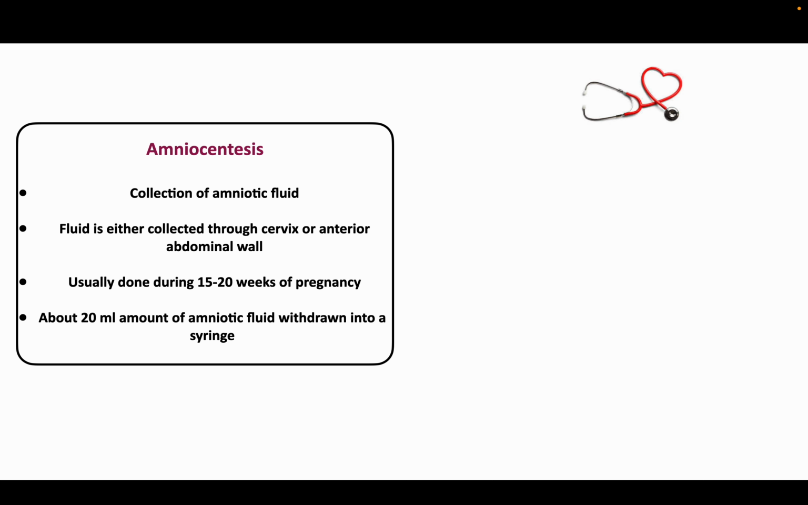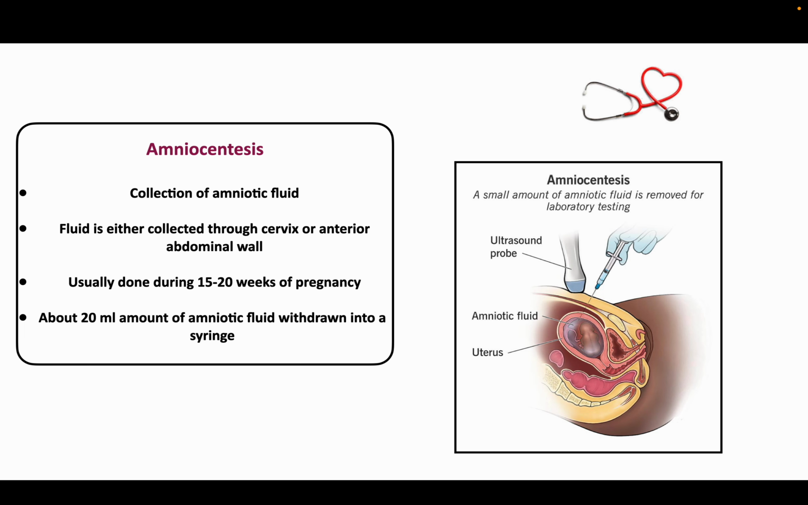Now coming to this amniocentesis, this is one of the prenatal diagnoses. So the collection of the amniotic fluid is done. Fluid is either collected through the cervix or anterior abdominal wall, usually done during the 15th to 20th weeks of pregnancy. About 20 ml of amniotic fluid is withdrawn into the syringe. So this is the procedure of how it is removed.